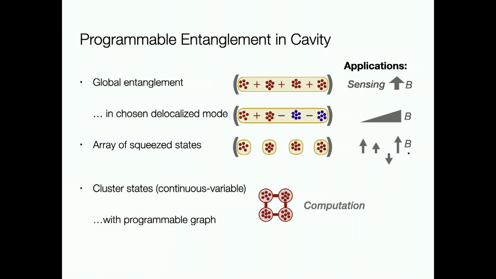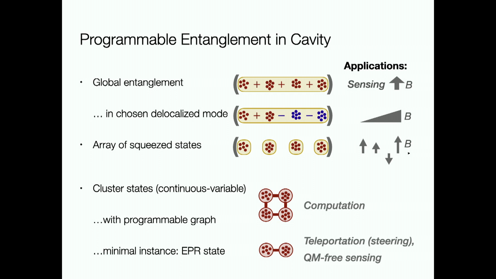You could also ask about richer structures of entanglement, where one wants to program something about the graph of correlations in the system. This would be engineering so-called cluster states in a continuous variable sense. A minimal instance would be the continuous variable analog of an EPR state, which is a resource, for example, for quantum teleportation. As one scales this up, these could be resources for computation.